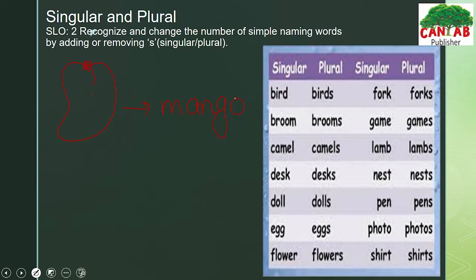I repeat, when you have one mango, you write it as mango. But when you have more than one mango, you write mangoes. Toy, toys. Boy, boys. Girl, girls. Let's go to the next slide.